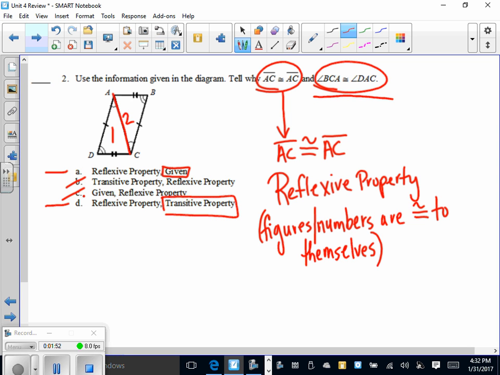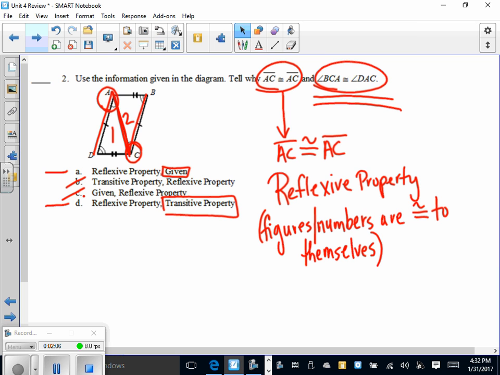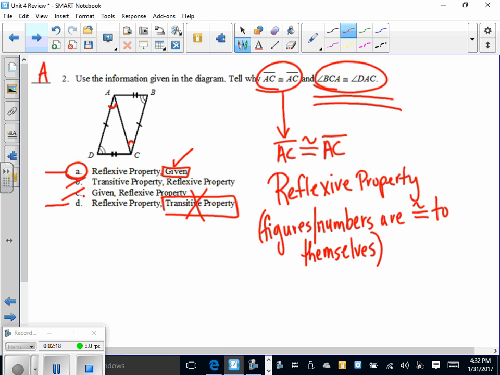So if we look at these two angles right here, angle BCA is this angle, and angle DAC is this angle. So that means that they already have the two marks on the figure. If you notice, there's one mark on angle A and there's one mark on angle B. So that means it was given information and not the transitive property. So the correct answer is answer A.